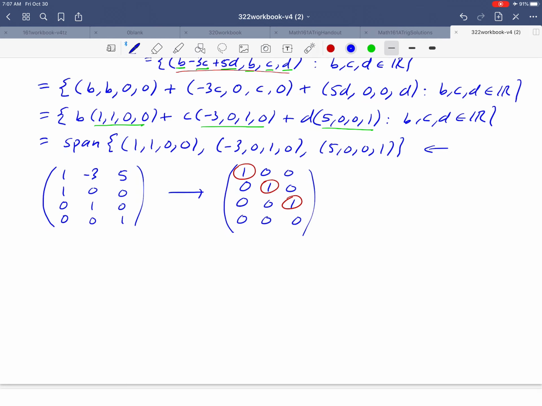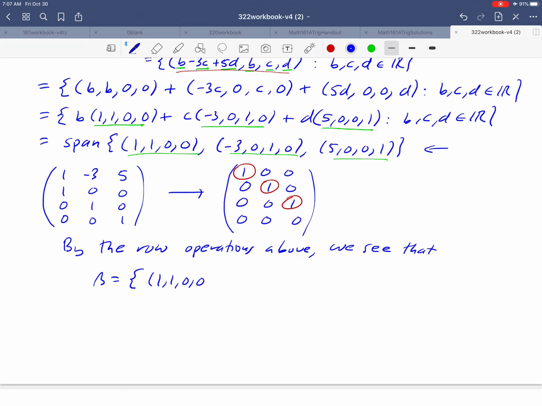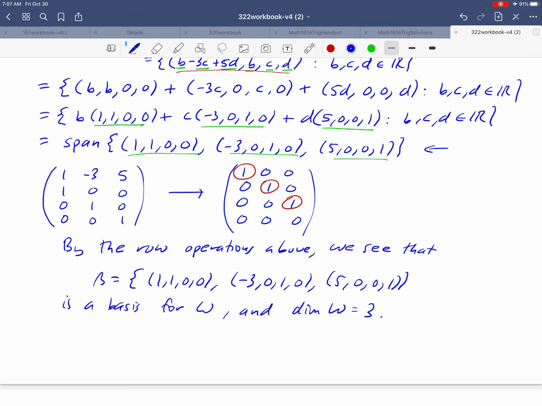And so, by the row operations above, we see that we need to select all three of these vectors to get a basis for our vector space. So beta equals 1, 1, 0, 0, negative 3, 0, 1, 0, and then 5, 0, 0, 1. That's a basis for W, and since there are three vectors in that basis, the dimension of our subspace has to be 3.